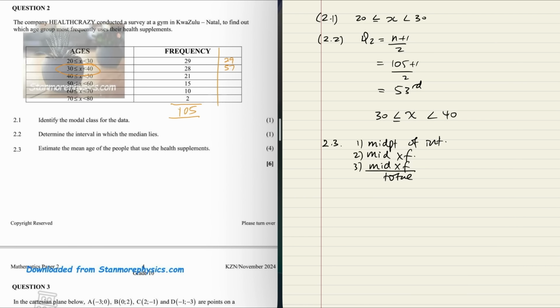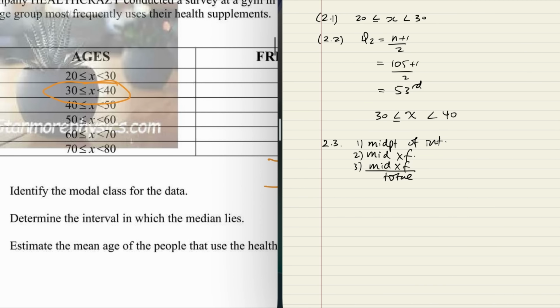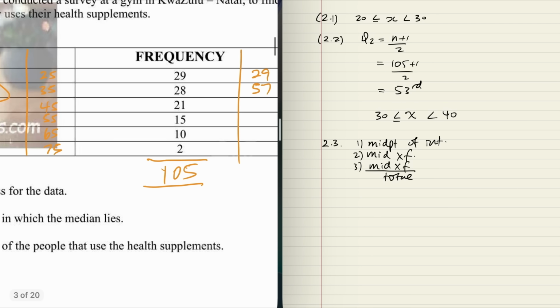So let's do the midpoints. So the middle of 20 and 30 is 25. Then this will be 35, that's going to be 45, 55, 65, and then 75. And then we're going to do midpoint times the frequency. And we're going to add all of that up, and then we're going to divide by 105.